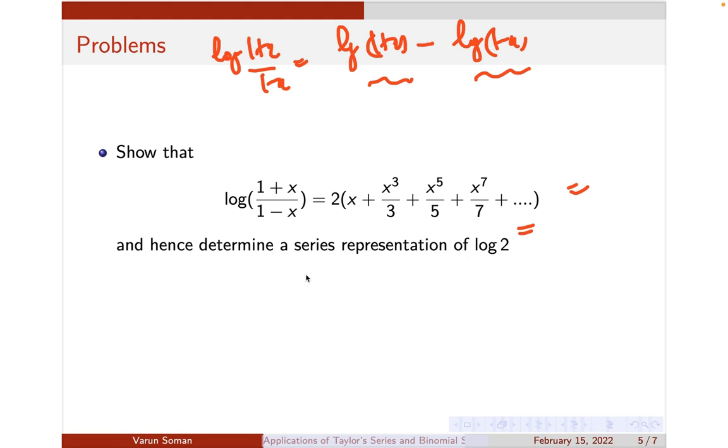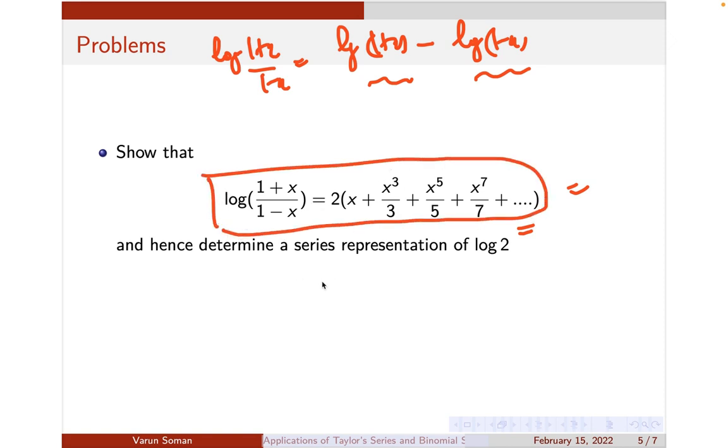Now from this result you need to find a series representation of log 2. To do that, you already know this expression now. So your 1 plus x by 1 minus x should be 2. Only then can I use this expression to find the expression of log 2. So this quantity should be 2 in order to use this expression. Now if this is the case, what will be the value of x? 1 plus x is equal to 2 minus 2x, or 3x is equal to 1, or the value of x is equal to 1 by 3.